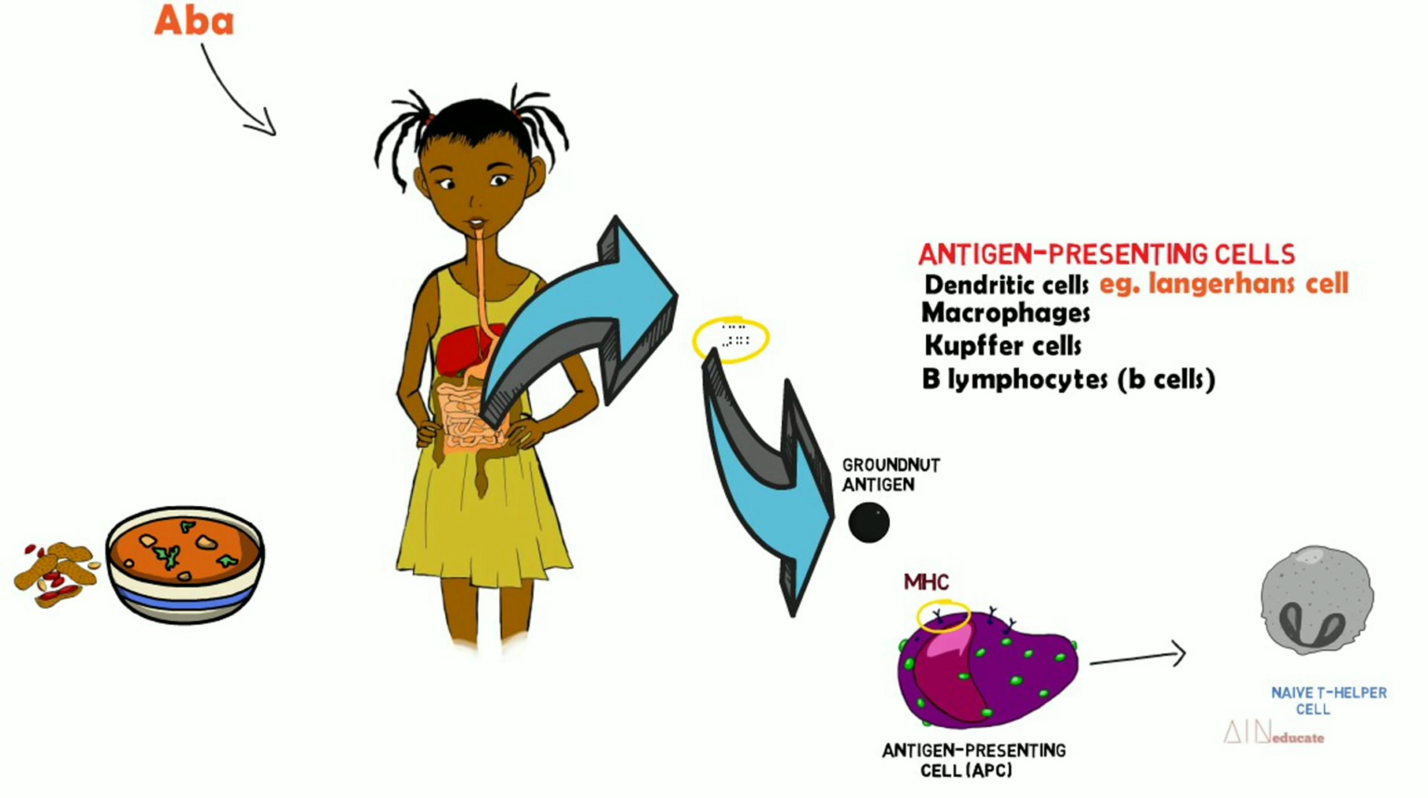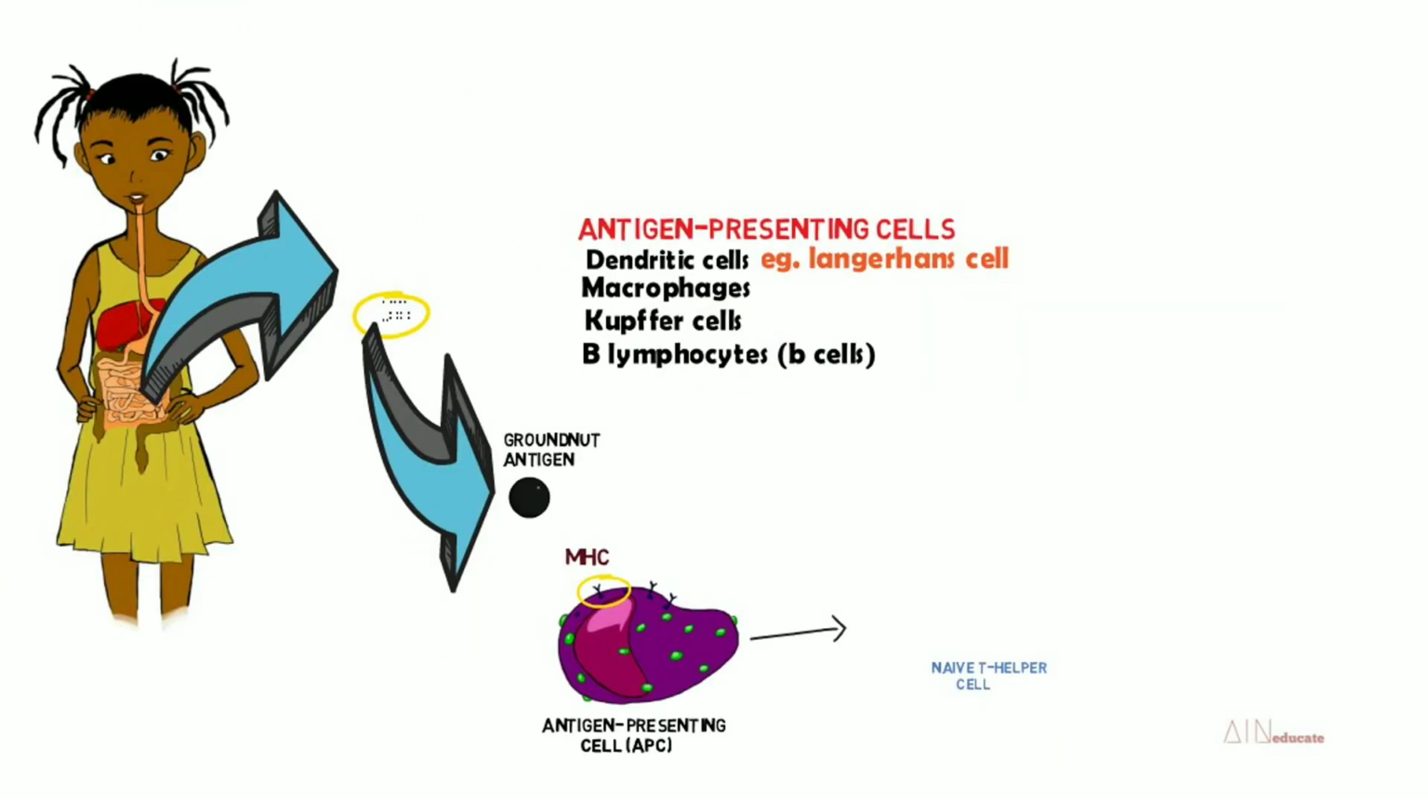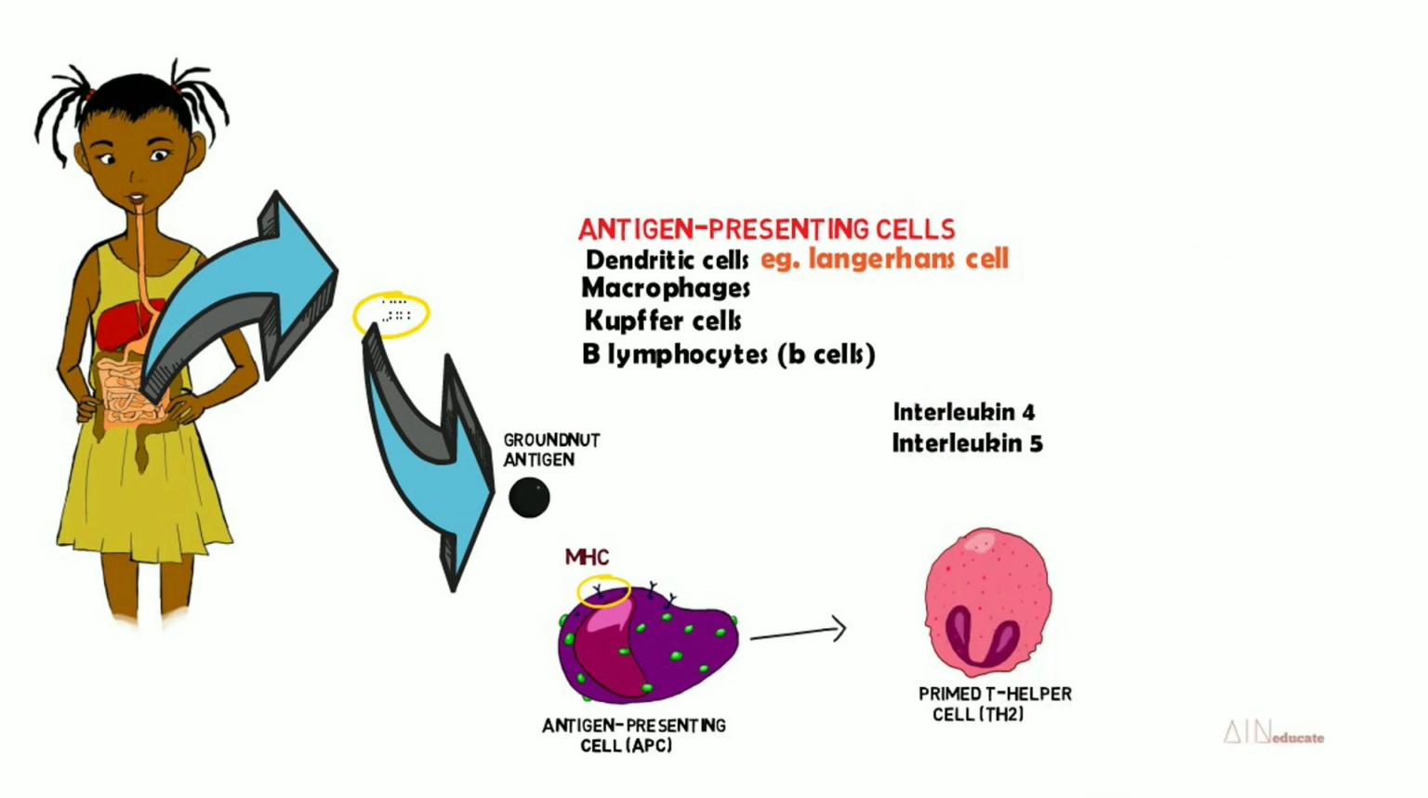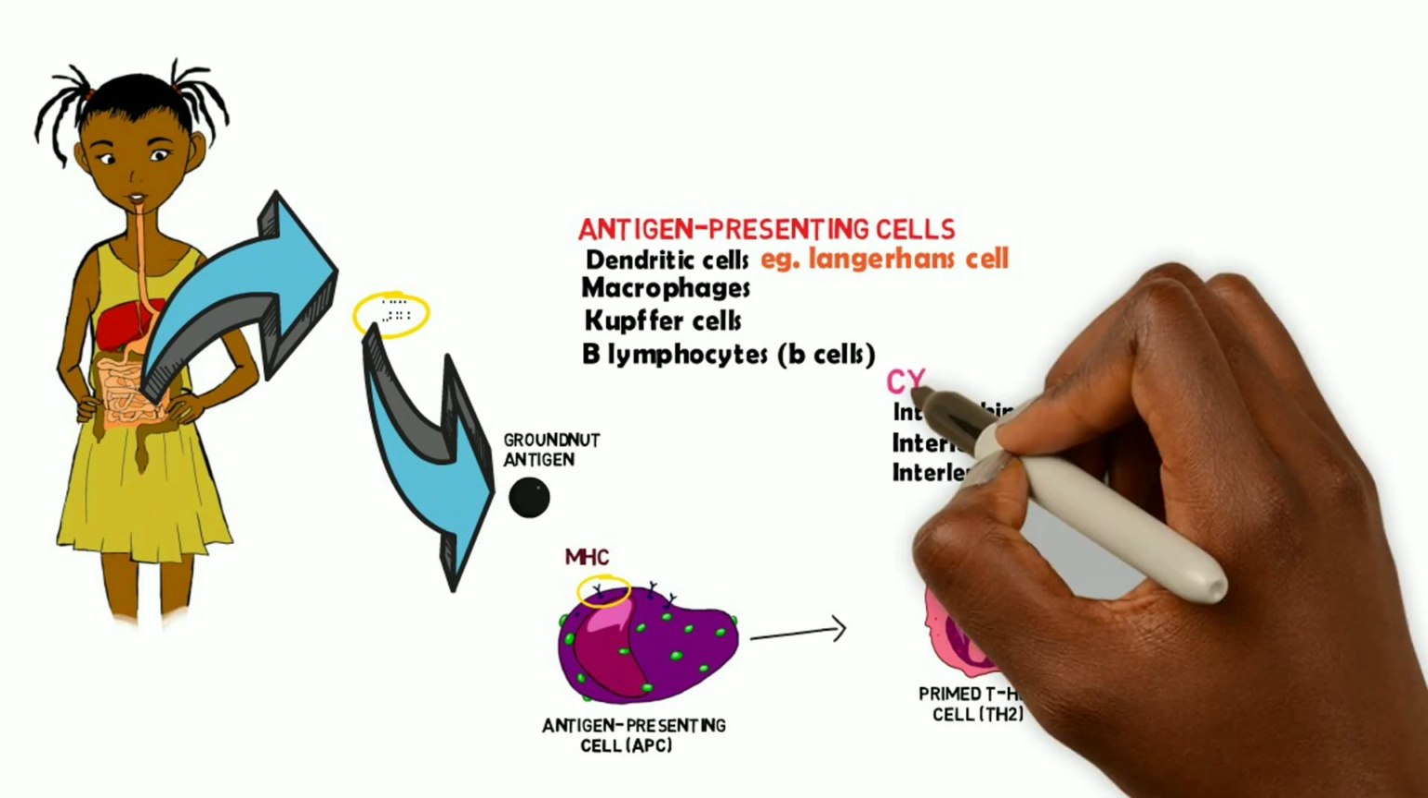Since this is the first time that the specific antigen in the groundnut has been presented to the T helper cell, it transitions from a naive T helper cell to a primed T helper cell, or Th2, which simply means that the T helper cell has now gained exposure to that antigen. Priming causes the T helper cell to release several inflammatory molecules such as interleukin-4, interleukin-5, and interleukin-10. These are collectively known as cytokines.